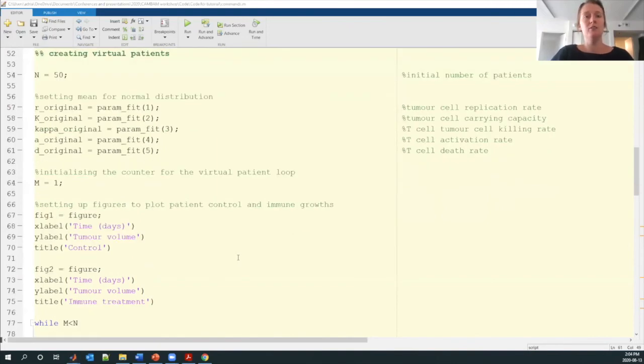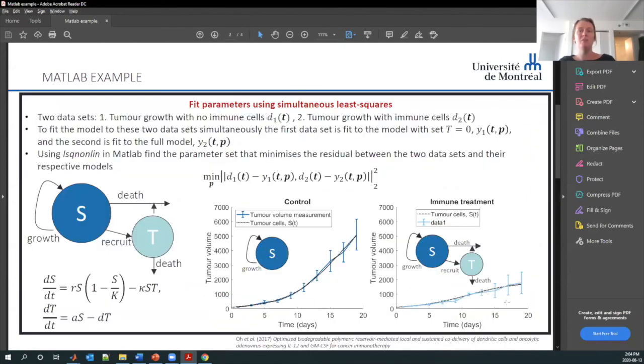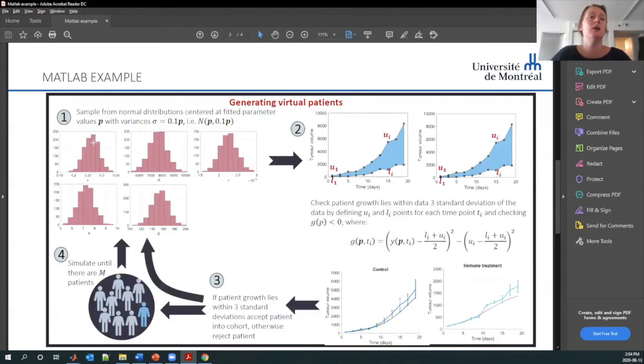For the last 5 minutes, I just want to show you an overview of how we can generate a virtual cohort and what it looks like. The first thing is we've got our fitted parameters. Hopefully, if you've downloaded the real code, you have them as well. What we're going to do now is create a normal distribution around those fitted parameters with variance 0.1 times the mean, or the fitted parameter value. We're going to sample from it, and then we're going to make sure patients' tumor volumes sit within the ranges of the data.